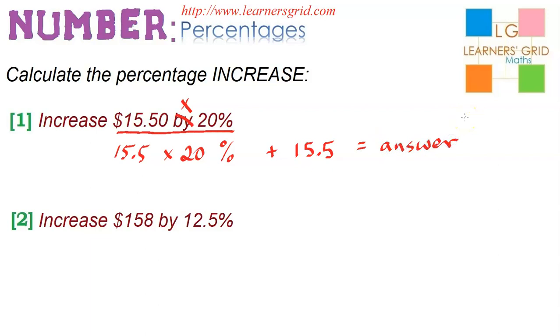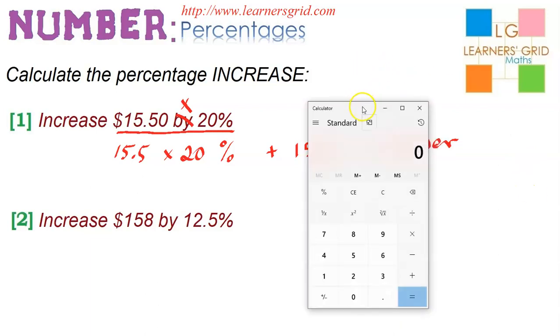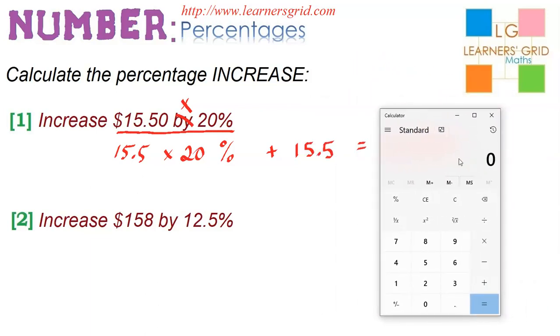Okay, so let's do that. Let's get our calculator up. So what did I say? We're going to go the money amount, the original amount, so 15.5. We're going to get 20% of that, so it's multiplied by 20. Go with percent, and that gives us $3.10.